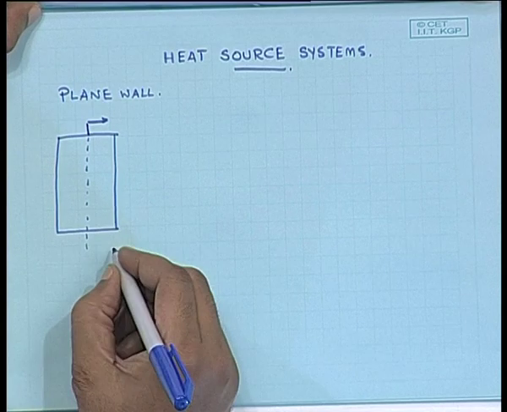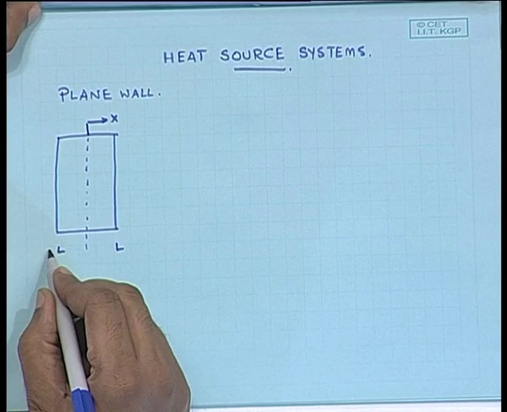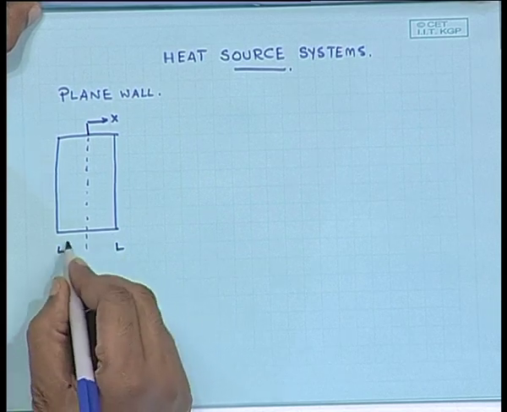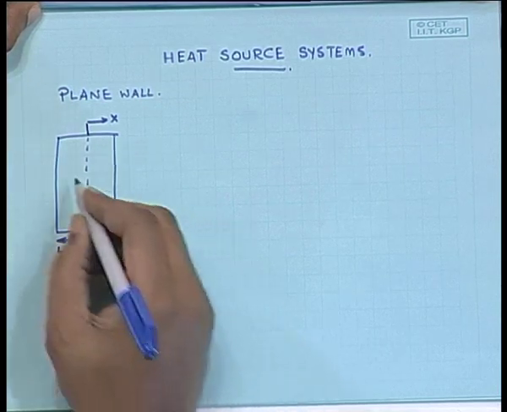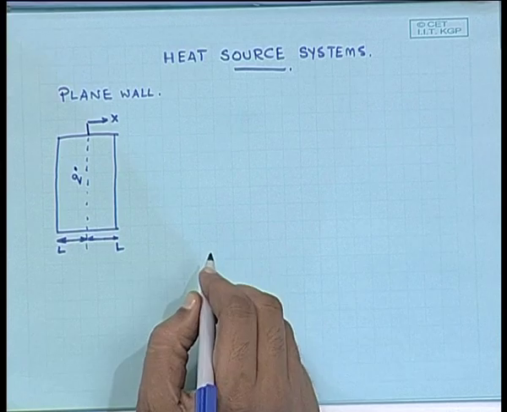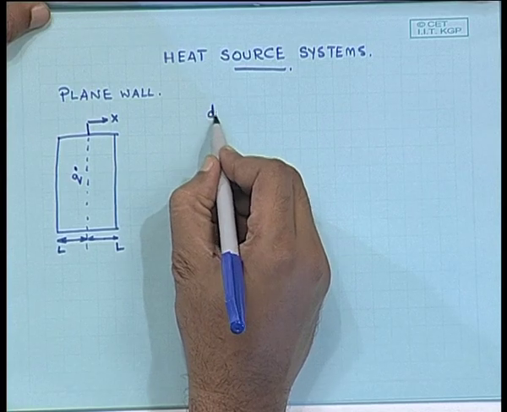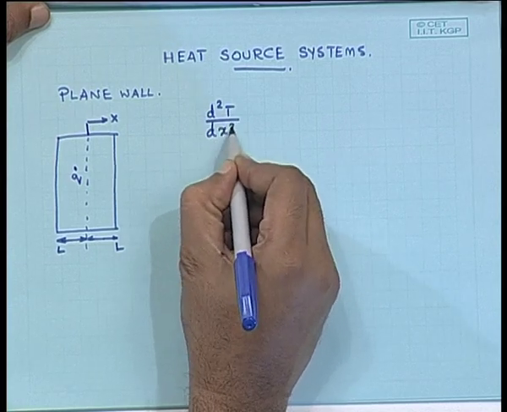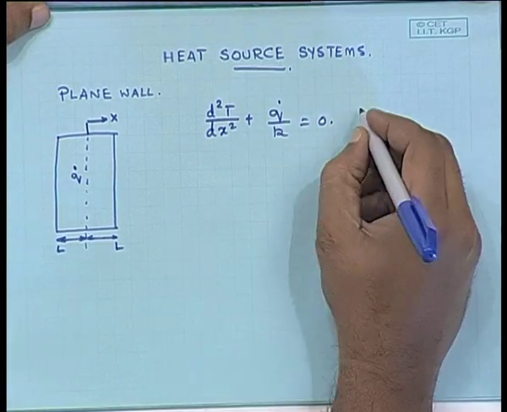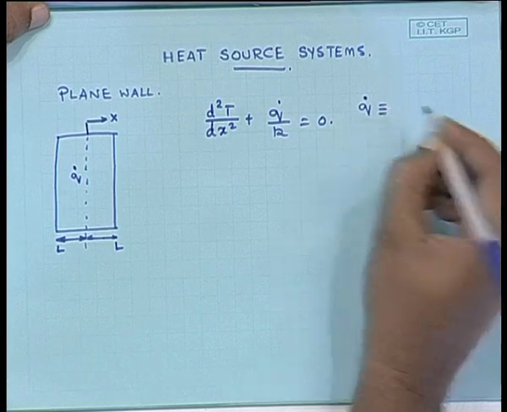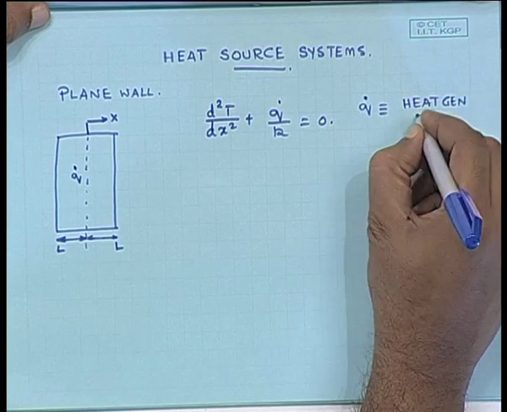Let us say this is a plane wall, with this direction as x, and this is plus L and minus L, so the half thickness is equal to L, and let us say we have some amount of heat generation q dot inside it. What are the boundary conditions? The governing equation, if it is a one dimensional conduction equation, would simply at steady state be d2T/dx2 plus q dot by k equal to 0, and remember that this q dot is always heat generated per unit volume.